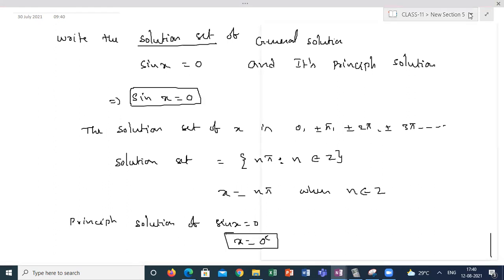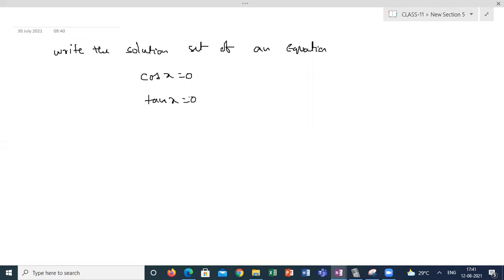Now I am giving, write the solution set of an equation: cos x is equal to 0, tan x is equal to 0. Anyone? When cos x is equal to 0, if x is equal to, at what values is cos x 0, guys?